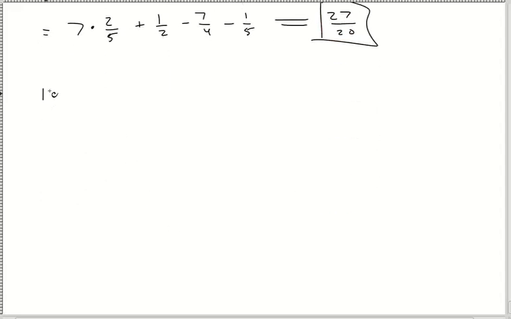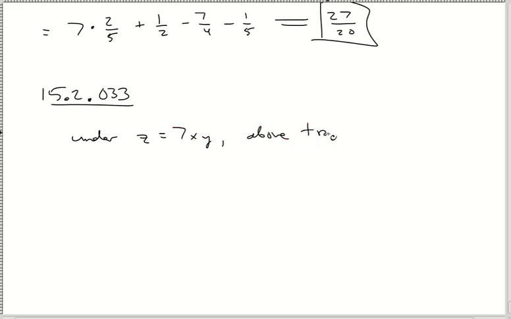Keep cruising. 15.2.033. So they want, I think, the volume under z equals 7xy, and they say above the triangle created with these points: (1, 1), (4, 1), (1, 2).